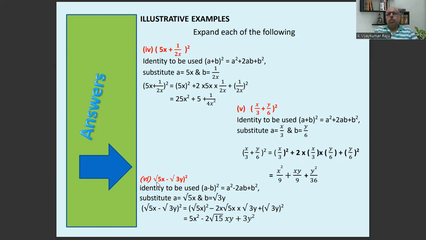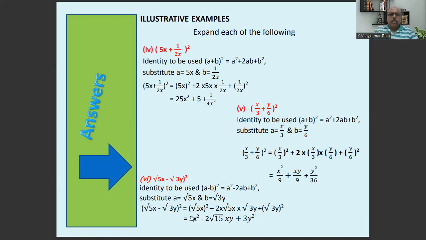Now suppose we have roots. (√5x − √3y) whole square. Again minus sign it is, so it is (a − b) whole square. So a is √5x and b is √3y. So if you put, (√5x − √3y) whole square is equal to (√5x) whole square minus 2 into √5x into √3y plus (√3y) whole square.